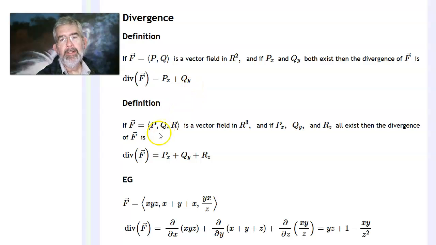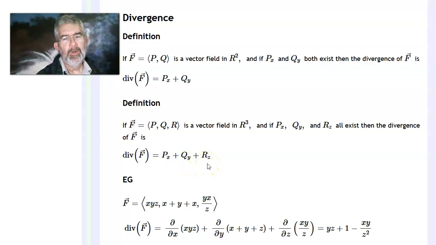Likewise, in R3, if the vector field is P, Q, R with the partial of P with respect to x, the partial of Q with respect to y, and the partial of R with respect to z all existing, then the divergence of F equals the partial of P with respect to x plus the partial of Q with respect to y plus the partial of R with respect to z.